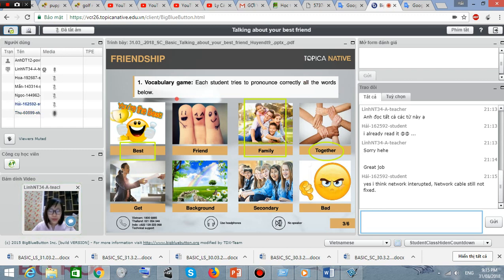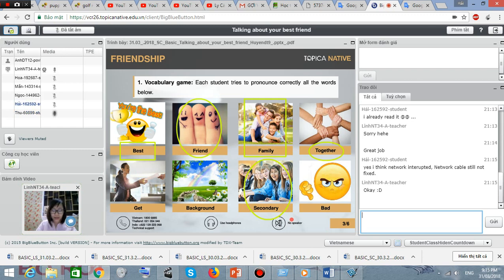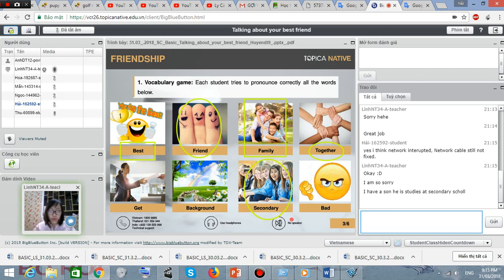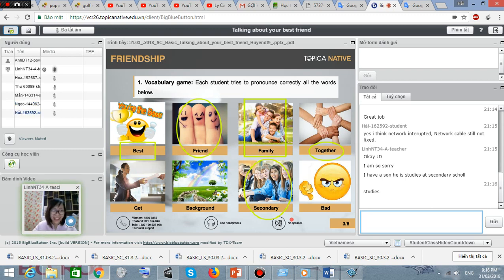I choose secondary. Secondary. So, which one? I have a son. Now, he is studying in the secondary school. Okay, he studies at secondary school. Okay, thank you, Miss Tu, for your sentence. In this case, the correct sentence will be, I have a son and now he studies at secondary school. He studies, okay. He studies. Yes, I understand, yes. Yeah, okay, good job. Thank you, Miss Tu.